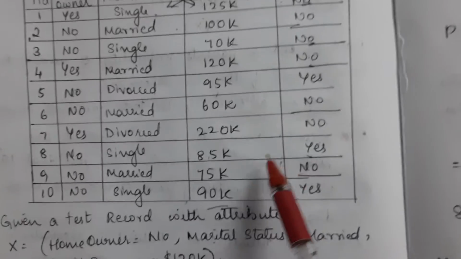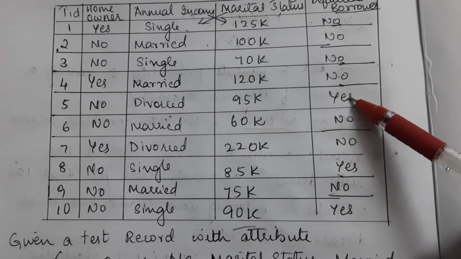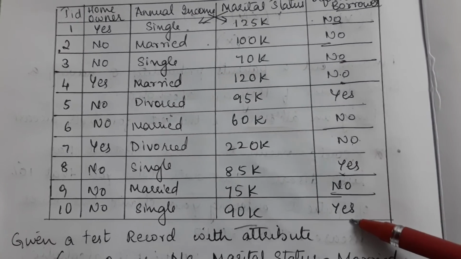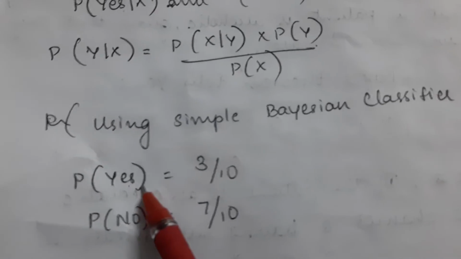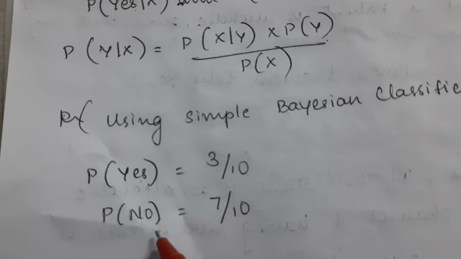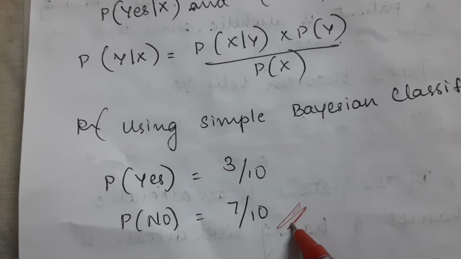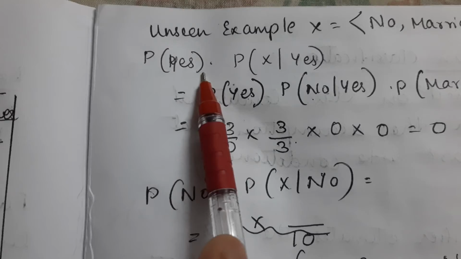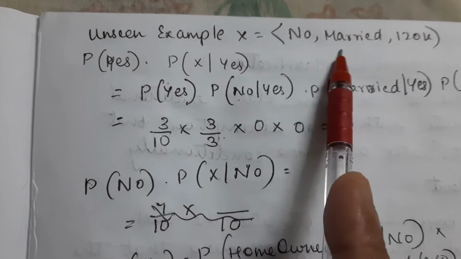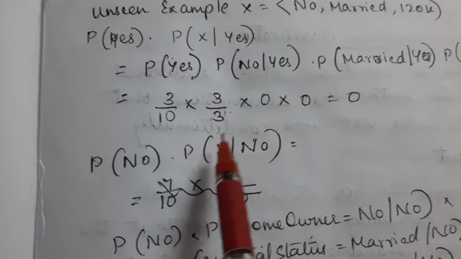We first find what is the probability of yes and what is the probability of no. That means in your data set, there are totally 10 records. How many yes are there? 1, 2, 3. 3 yes and 7 no. So the probability of yes is equal to 3 by 10 and no is equal to 7 by 10. This is for the overall records. Now what you have to find out is the probability of yes for this data set and the probability of no for this data set, and see which is greater.